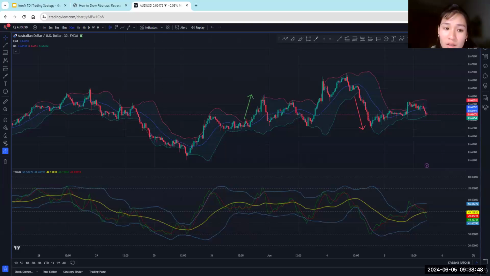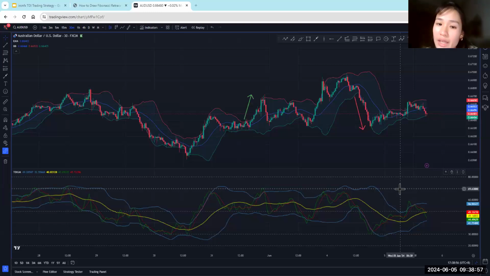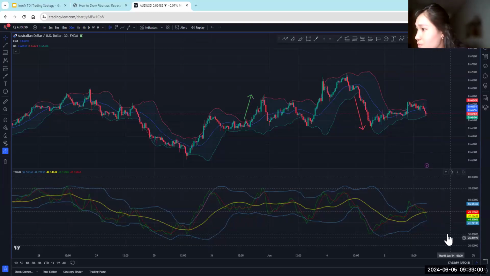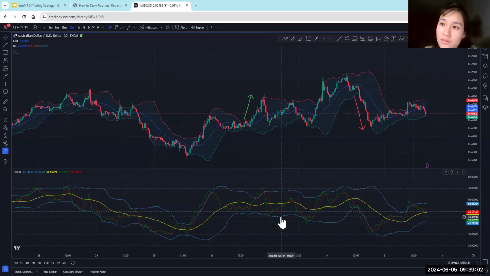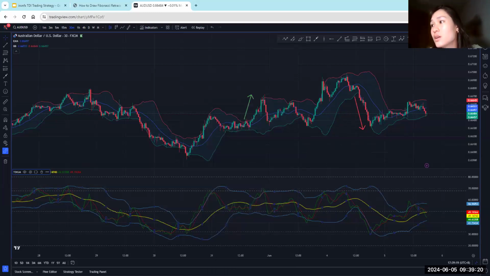Okay, and for this, how we use it is we look at the 68 level, or 70, and 32, which is your oversold level, or 30. I'm just going to change this to what we used earlier. I want to look at 32 and 68. So your overbought zones are above this level, and your oversold zones are below this area.